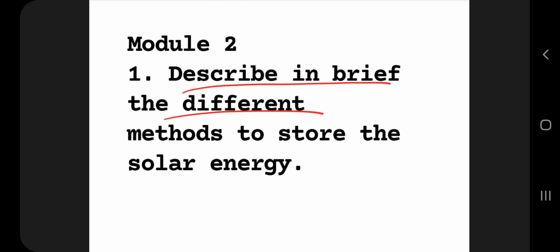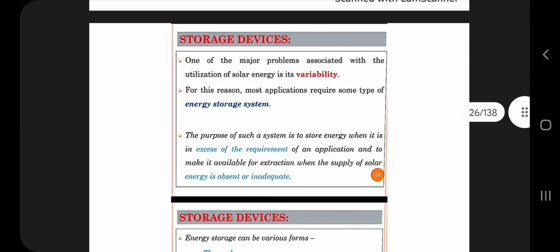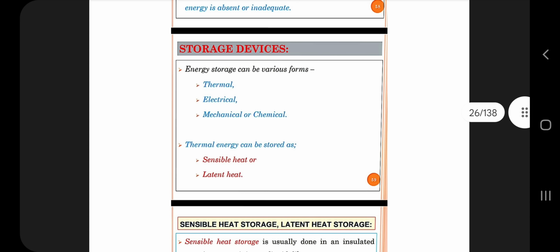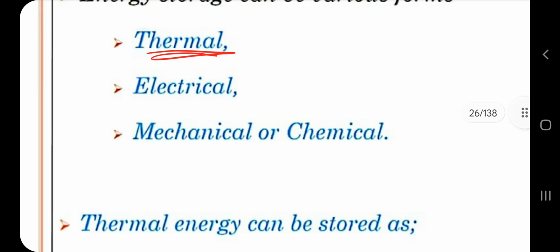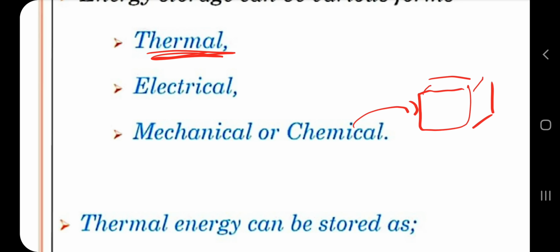Describe in brief the different methods to store solar energy. So solar energy is here. How do you store the solar energy? To store the solar energy, you will be using three things: thermal, electrical, mechanical, or chemical. Let me give you brief information. Thermal means what? Suppose that you have ice here. To melt that ice, what will you do? You will supply some heat. Right, if you want to melt this, you will be supplying some heat, it will become water.